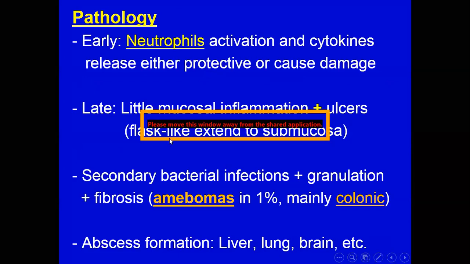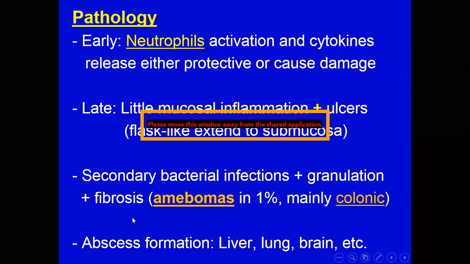The ulcers are described sometimes as flask-like, like a flask, extending in the submucosa. Secondary bacterial infection, as I said, could also happen with these ulcers. They lead to granuloma, which is present in 1%. Amoeboma is a collection of granulation tissue, fibrosis, and infection, all collected together to form an amoeboma.